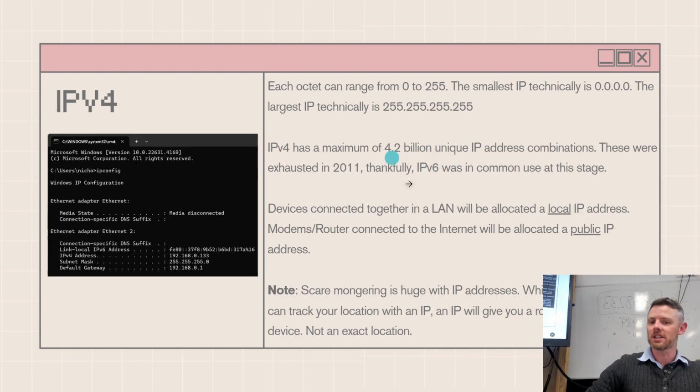However, that's why they invented IP version 6. It's something like 2 quintillion combinations. It is a ridiculous number. It's incredible.